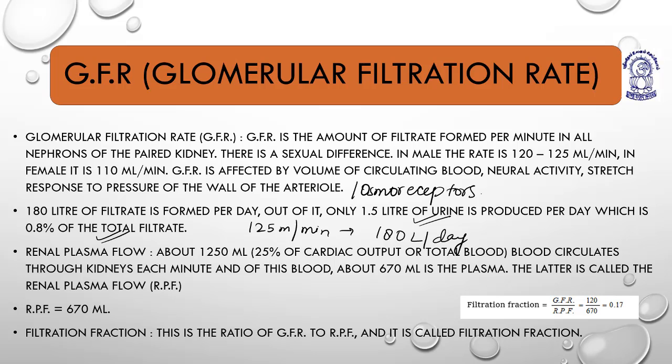Renal plasma flow: around 1250 ml, that is 25% of the cardiac output, of the total blood circulates through the kidneys each minute, and of this blood, around 670 ml is plasma. The latter is called the RPF, that is renal plasma flow. RPF is 670 ml.